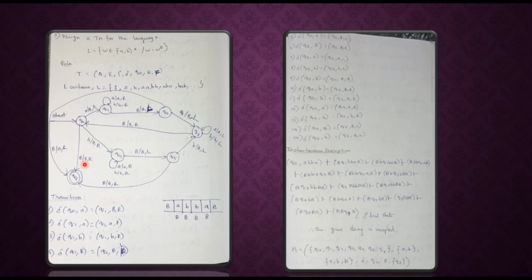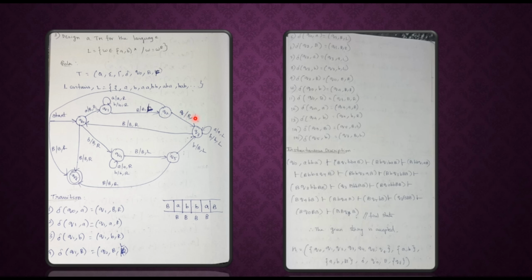If we read the blank, just move on to the right side and reach the final state. That is the thing I write. The same condition also occurs here. Another condition: if I traverse the string likewise, and at the end I read the blank, keep the blank as it is and move on to the left side. While moving to the left, if I read an input symbol, I change it to B and move on to the left side.